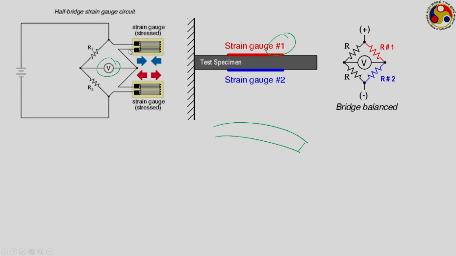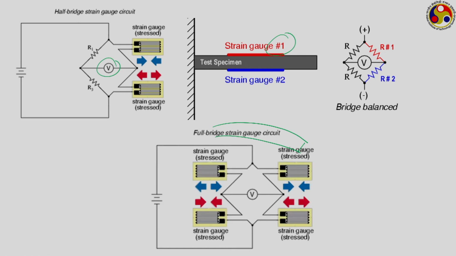If we want further sensitivity, we can even use a full bridge, where all 4 are mounted in the form of strain gauges. Here all the gauges are stressed, but they are stressed in different ways. You can see, this one and this one are sensing the compressive strains, whereas this one and this one are sensing the tensile stress.